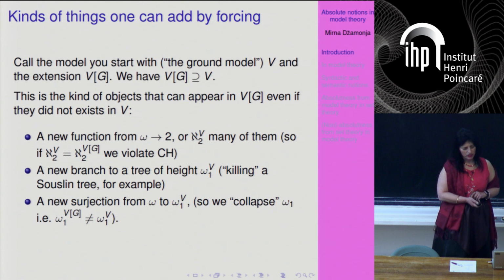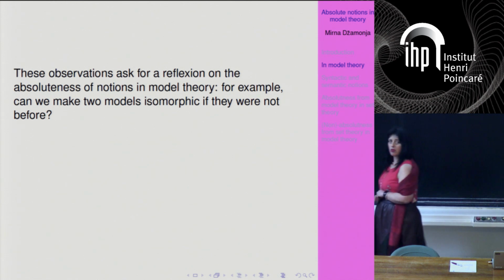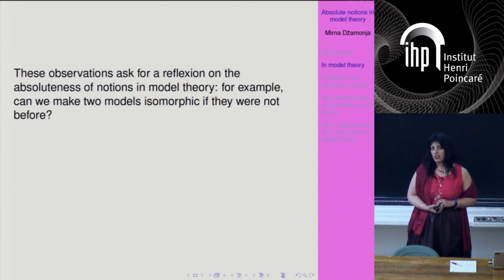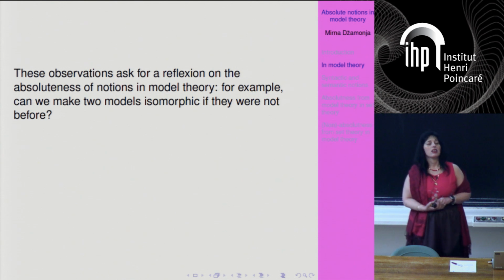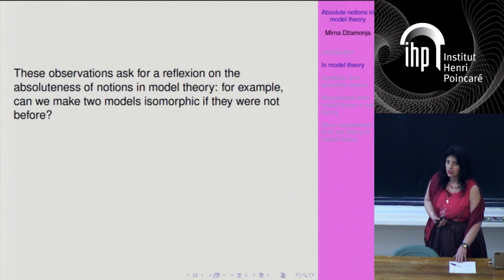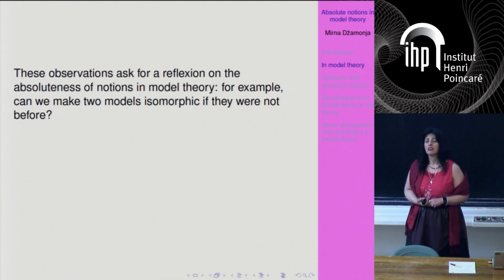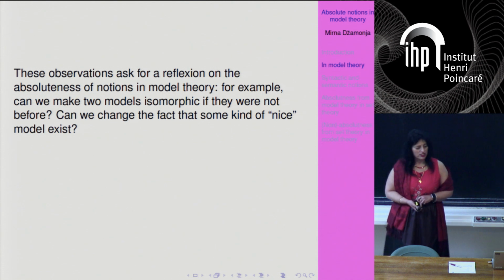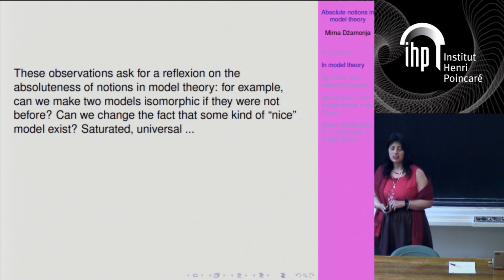And what does this do for model theory? Well, these observations that you can add many simple objects make it natural to ask if notions in model theory are absolute. For example, can we make two models isomorphic if they were not isomorphic before? That's a very natural question. This is the kind of question that people asked as soon as forcing was invented, especially since at the time the model-theoretic and set-theoretic communities were very close to each other and had a large intersection. Or can we change the fact that some kind of nice model exists? By that we might mean a saturated or universal model.